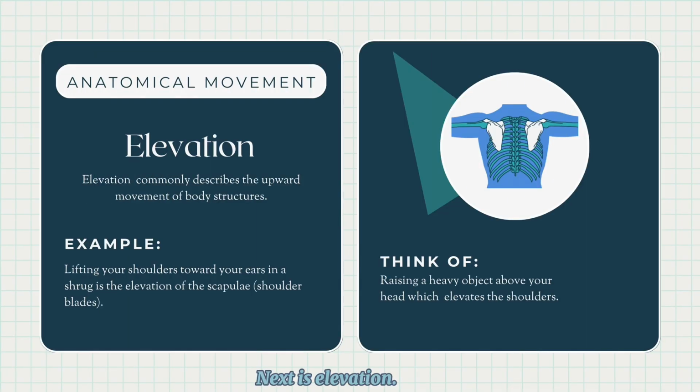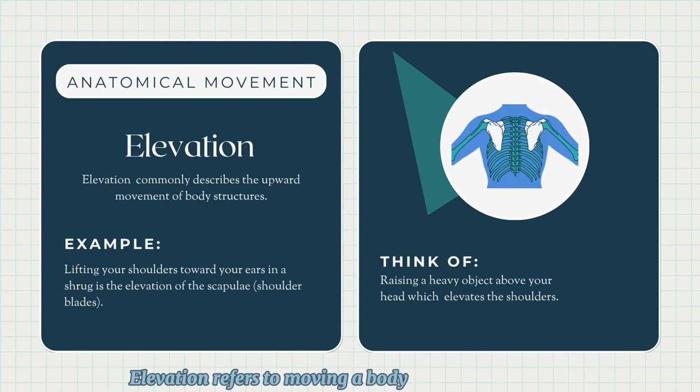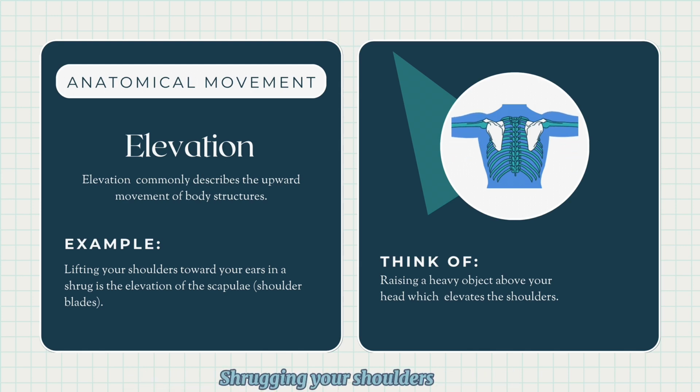Next is elevation. Elevation refers to moving a body part upward. Shrugging your shoulders, where you lift the scapulae up toward your ears, is a classic example. Think of raising a heavy object over your head. Your shoulders naturally elevate to assist.